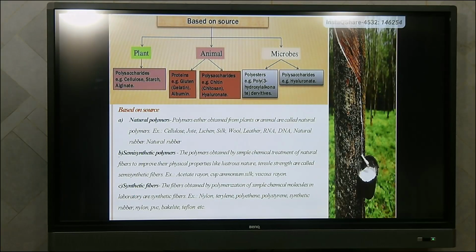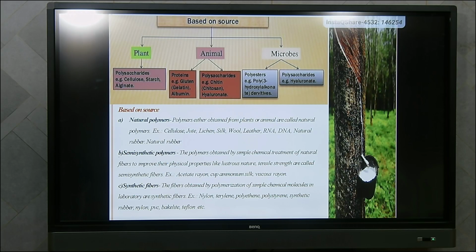Now we'll go into the classification of polymer in detail. The first one is based on the source. As we have already seen, the natural polymer will have the source directly from the plants or the animals, their latex, from their cellulose, from their DNA, etc. Then semi-synthetic polymers are partially obtained from the natural source, partially from the laboratory. For example, rayon and viscose rayon, etc. Synthetic fibers are completely made in the laboratory. Examples: nylon, terylene, polyethylene, polystyrene, etc.